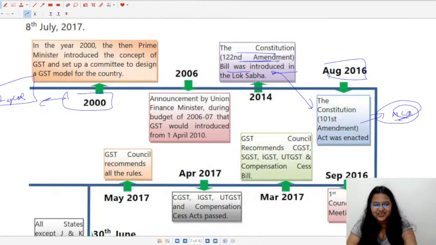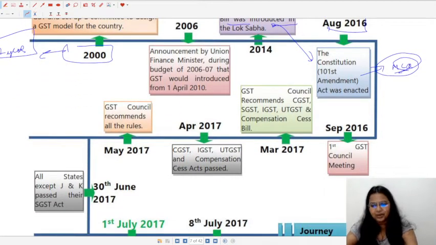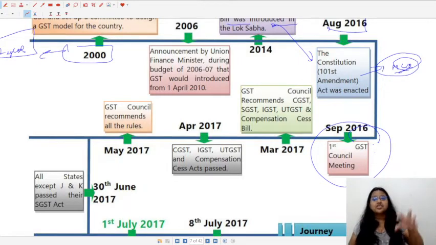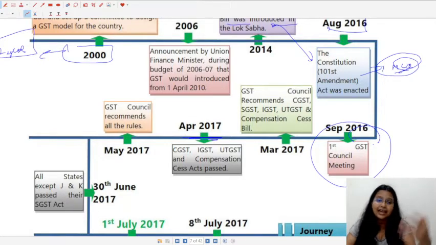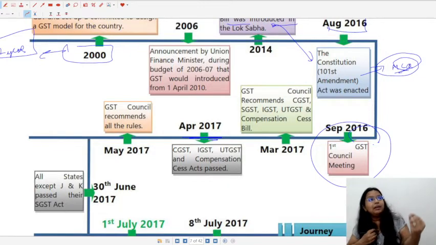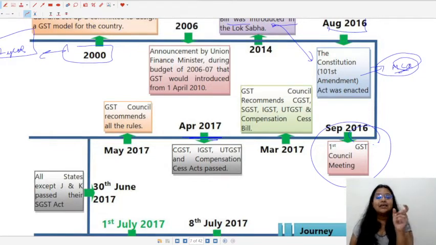Okay. Then what happened? Then in September 2016, there was the first GST Council meeting because they formed a GST Council. Then in March 2017, the GST Council recommended that there should be several kinds of taxes like CGST, SGST, which we are going to cover in a later chapter. Then in April 2017, the CGST Act, SGST Act, UTGST Act and Compensation Cess Act were passed. Then in May 2017, they formed the rules and regulations, and then on 30th June 2017, all states passed the SGST Act saying that we are going to implement the GST, but except Jammu and Kashmir.